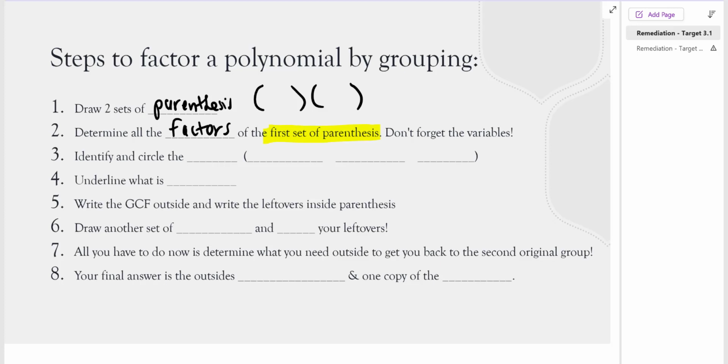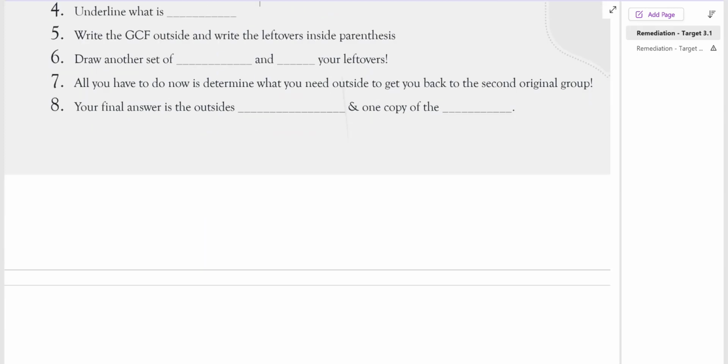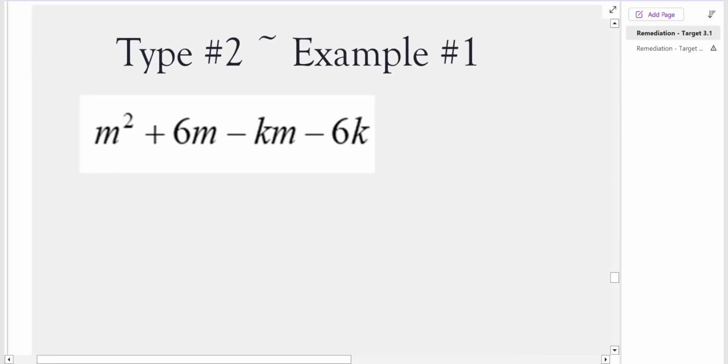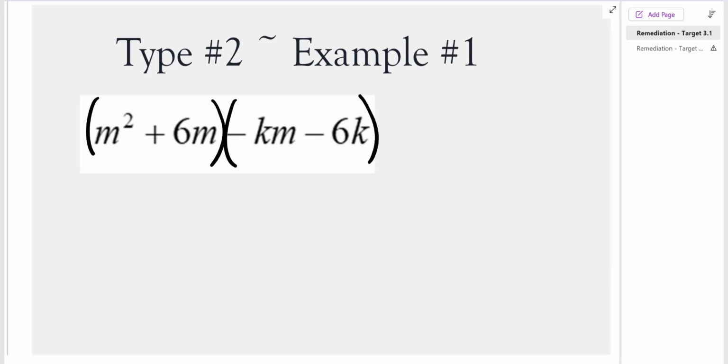Okay? So let's start that on the first example. So step 1 was draw the parentheses. And then step 2 is find the factors of the first set of parentheses. So I like to draw a T. Okay, so the first group is m squared. That means that we have 2 m's. The second group we have a 6.